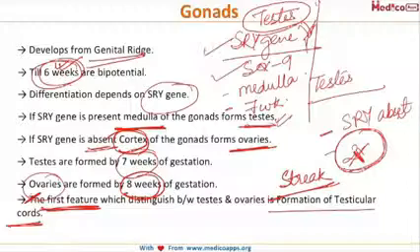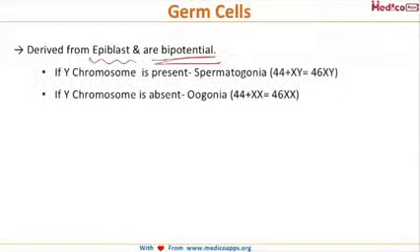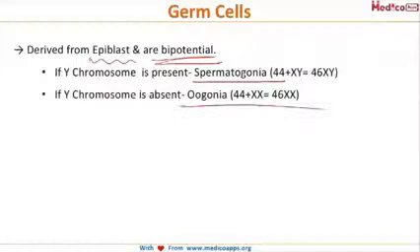Likewise, if this Y chromosome is absent, so the SRY gene will be absent, and both the X chromosomes are present, and RSPO1 and WNT4 genes are present, then at 8 weeks of gestation, the cortex of these gonads, they develop into ovaries. Now about the germ cells. These germ cells, they are derived from the epiblast and they are again bipotential. And as we know, if the Y chromosome is present along with its SRY gene, then these germ cells, they differentiate into spermatogonia, and if this Y chromosome is absent, then they will develop into oogonia.